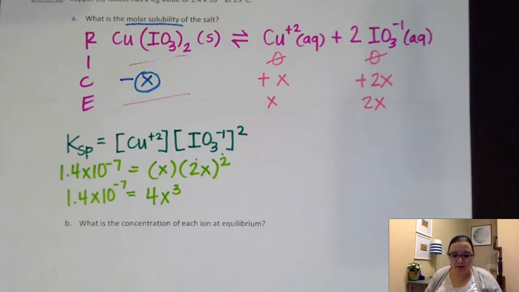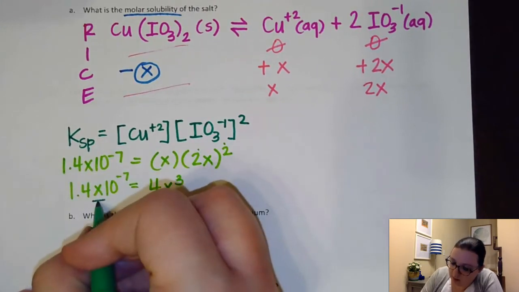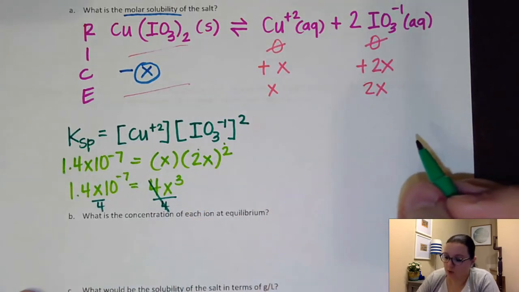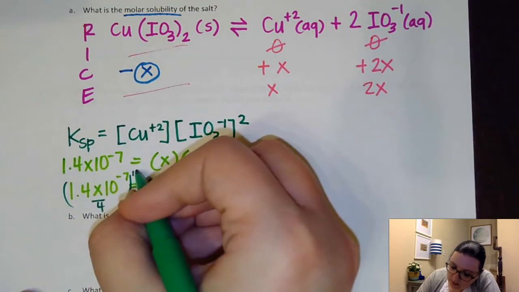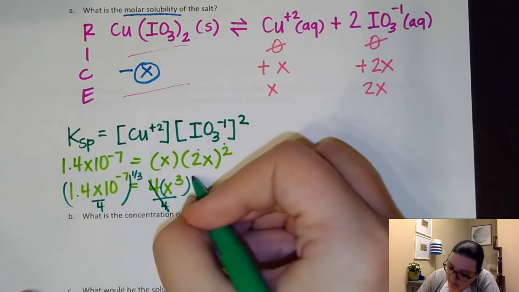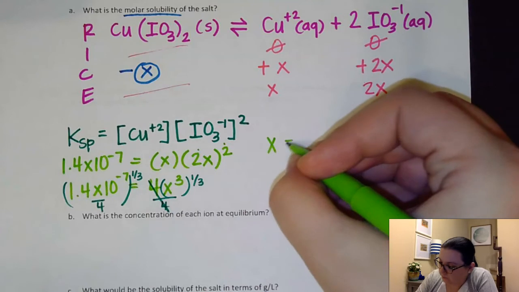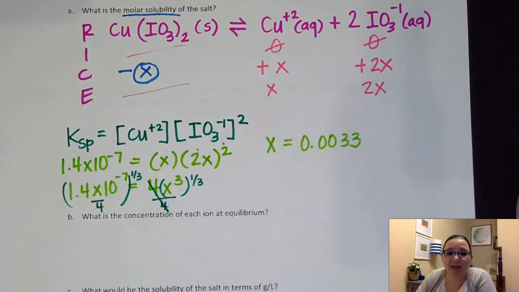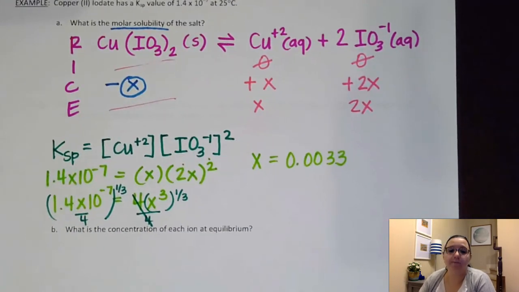To solve for x, what you would need to do is, of course, divide both sides by 4. To undo the raised to the third, you could cube root it. Or remember, cube rooting is the same thing as raising both sides to the one third power. So you could do that either way. That ends up getting an x value of 0.0033. And again, I'm going to maintain 2 sig figs based on the Ksp value that they gave me.